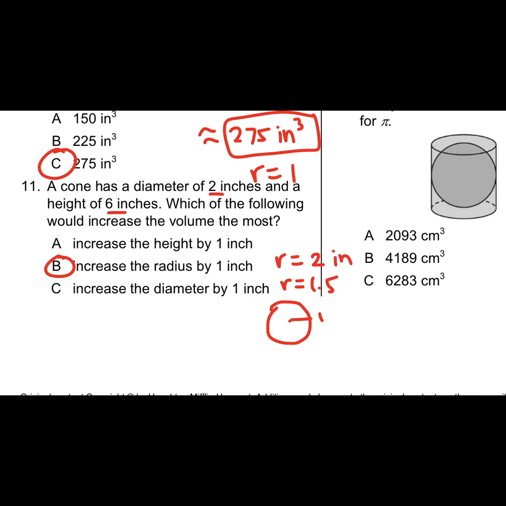And then increasing the height is not going to help, because we know the formula for the cone is 1/3 pi r squared h. So the radius is going to get squared, and that's going to grow the biggest when that number goes up. So the answer choice is B.